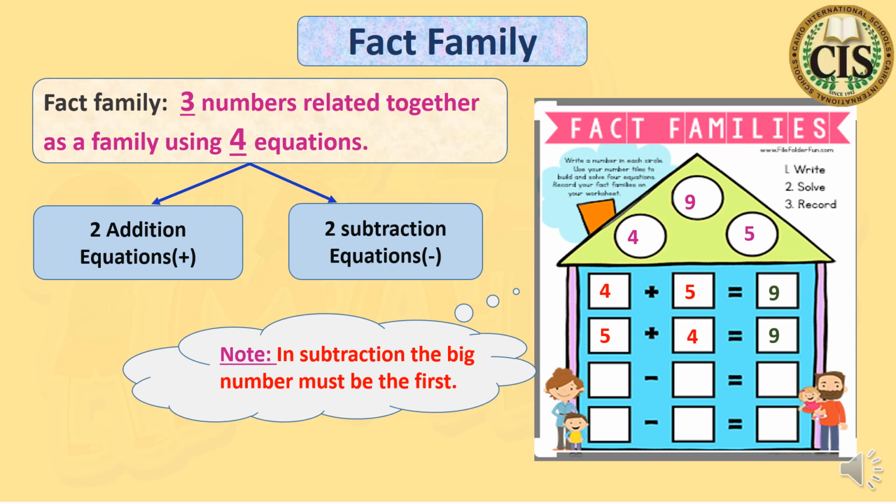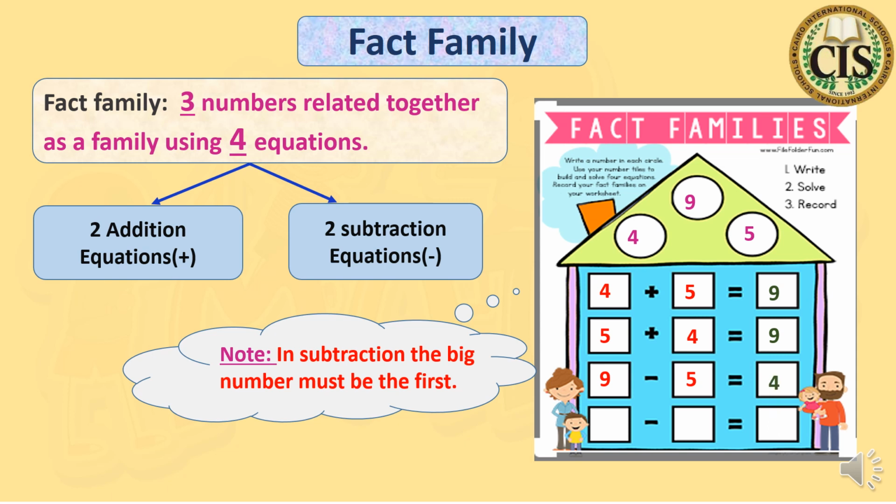So here, what's the biggest number in the family? Look here, 4, 5 and 9. The biggest number at the top, which is 9. So we will write 9. 9 minus what? 9 minus 5. One of the other family numbers. 9 minus 5 equals what? It will be equal to the third number in the family. So 9 minus 5 will be equal to 4.